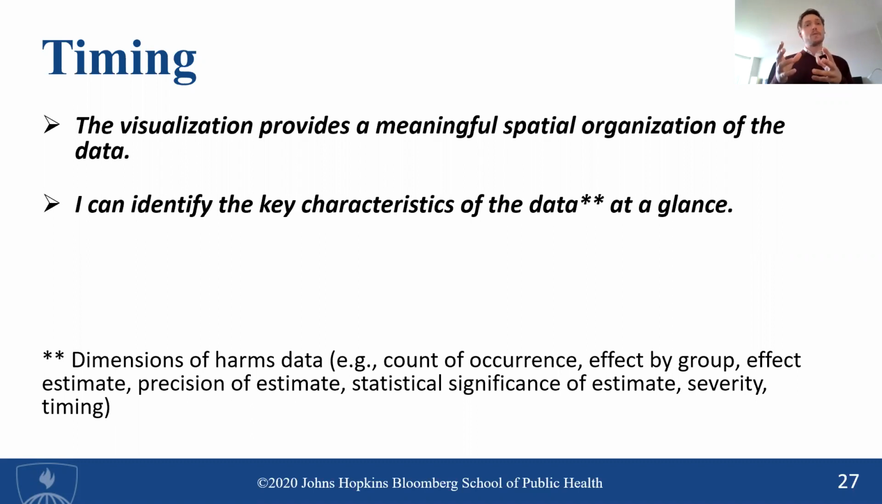So another clarification, when we say key characteristic, we're really talking about the dimensions of harms data that are present. So the absolute counts, the effect by group, effect estimate, precision of estimate, and we're talking about the dimensions of harms that are presented in the figure. So again, it's what's presented as opposed to what could theoretically be presented, because an investigator could choose to present a different dimension using a visualization element. You know, they could say they want color instead of representing effect size. They could say they want color to represent the count or that kind of thing. So what we really want is for you to consider this as they are presented.